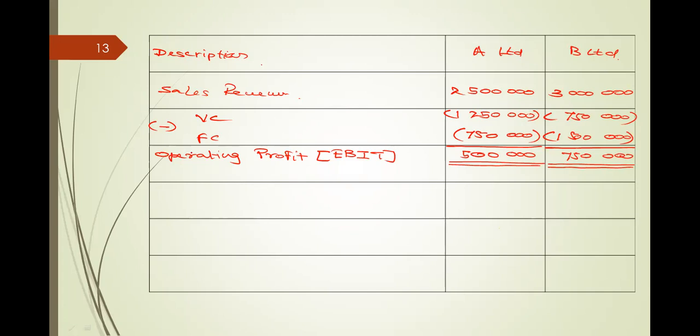Now we can calculate the degree of operating leverage. Degree of operating leverage equals sales minus variable cost divided by earnings before interest and taxation. So tell me the degree of operating leverages for A and B. For A, it is 2.5. Please check the answers. For B, it's 3.